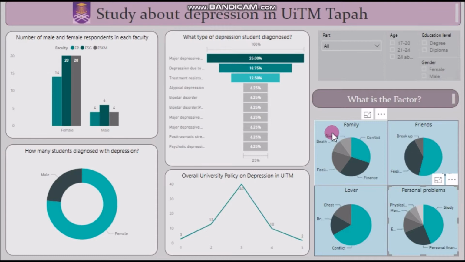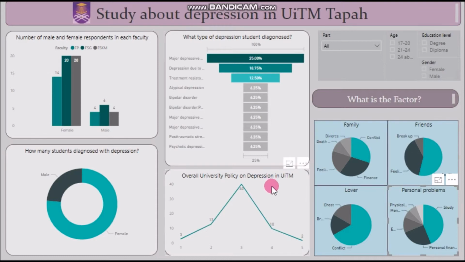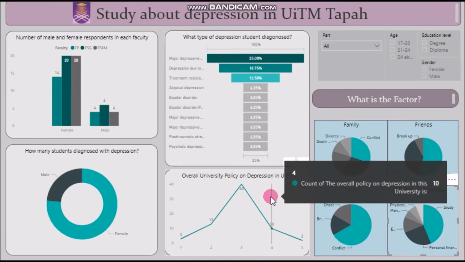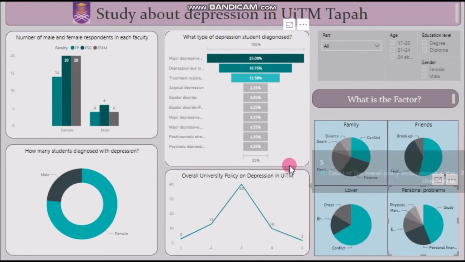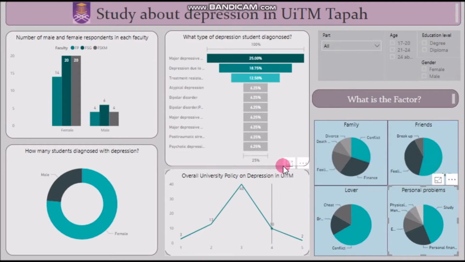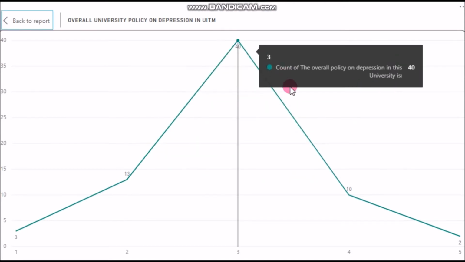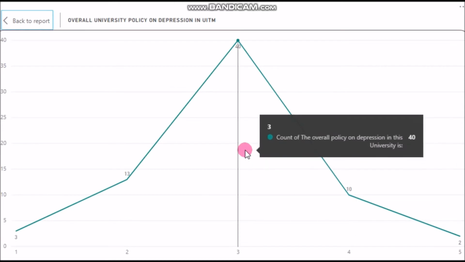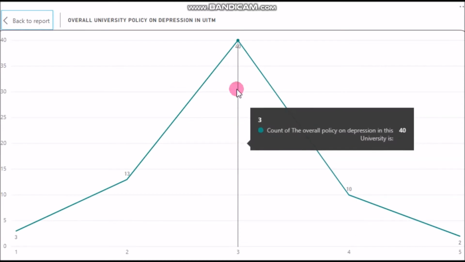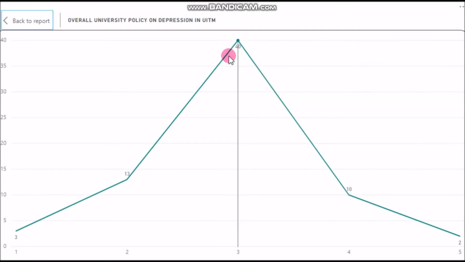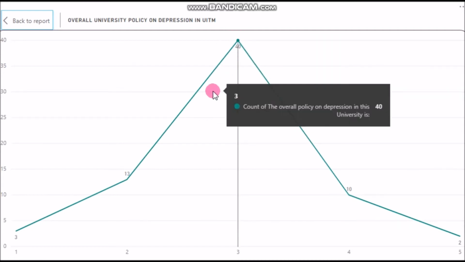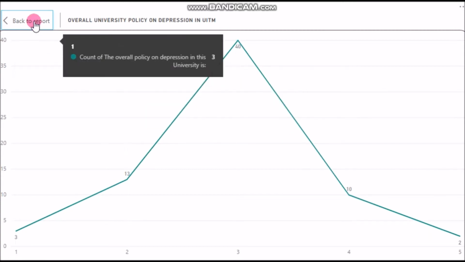So as an overall university policy on depression in UiTM, the result is displayed in a line graph. So let's see the graph. Based on the graph, as you can see, most of the students are satisfied with the overall university policy, which is 40 students. Okay, so we go back to the report.